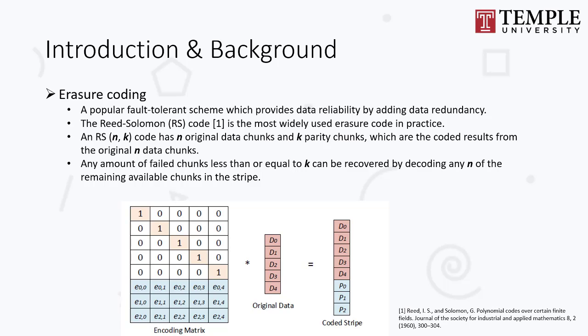So the figure below shows the encoding process of an RS-53 code. We can see that five original data blocks will be encoded with an encoding matrix, and a coded stripe will be generated, which includes the original five data blocks and the three parity blocks. And if any three or fewer blocks fail within this coded stripe, we can always reconstruct them by decoding.